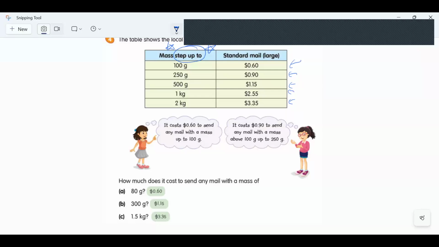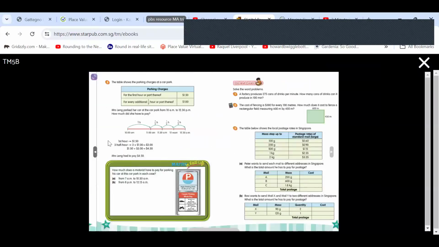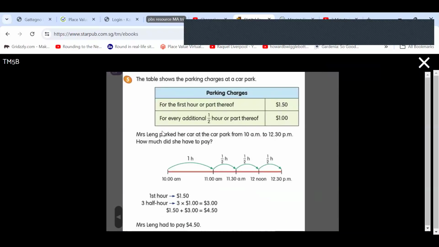Parking, that's very true. So in the textbook, you'll see the various examples being shared. Tomorrow we'll see more examples. Okay, so if you look at the textbook, there's another example. This is the parking rate. This is the example of parking rate.